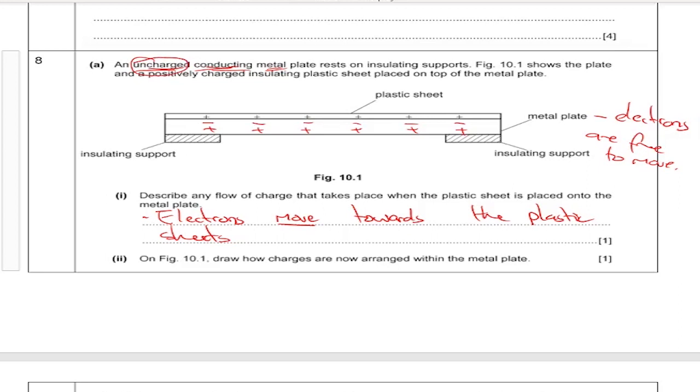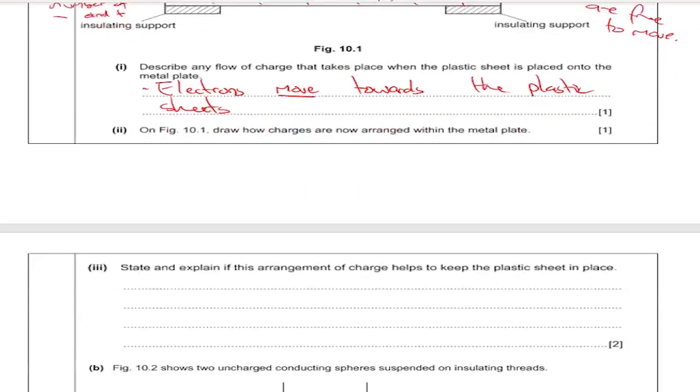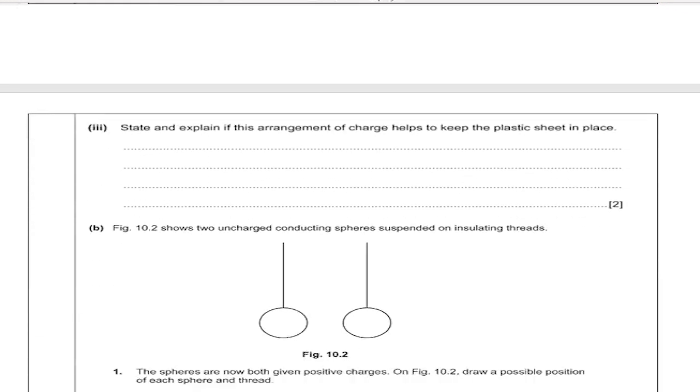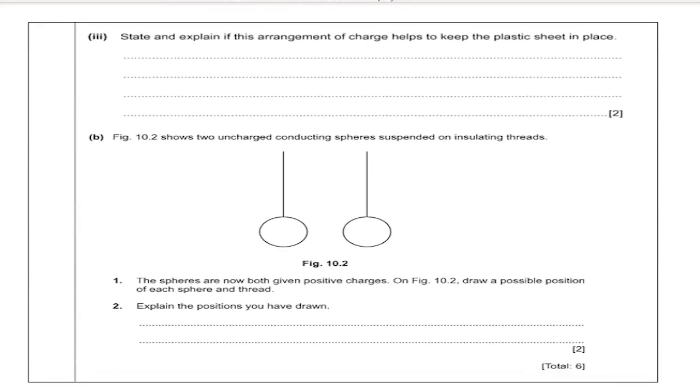So on your work, check that you should have the same number of minuses and pluses. Because overall, the metal sheet should still have an overall zero charge. Like I said, they didn't penalize you on this question, but in the future they could. Then asked to state and explain if this arrangement of charge helps to keep the plastic sheet in place. Again, state and explain. So the answer is yes, it does.